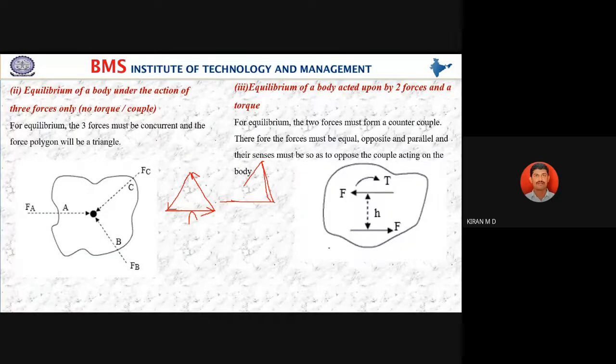When you have the force like this and the force in the opposite direction, the first condition is that they should be parallel and opposite, because to create the rotation or torque, the forces should be parallel and opposite. And this force difference is opposite and equal to the torque. You got the idea?